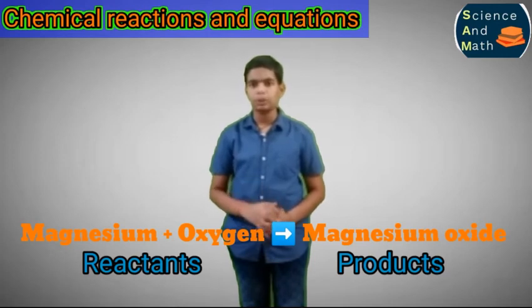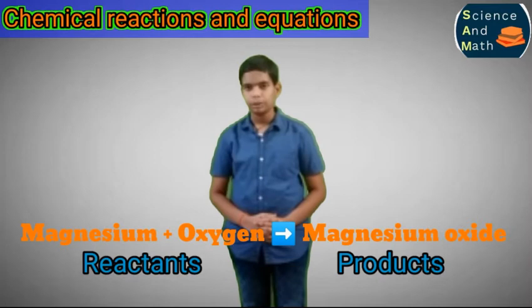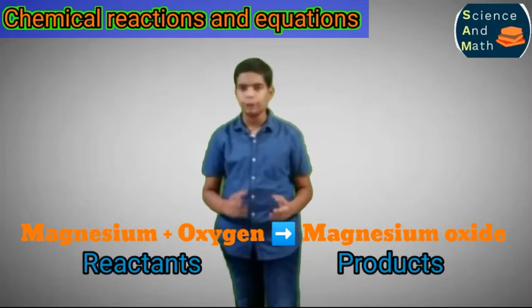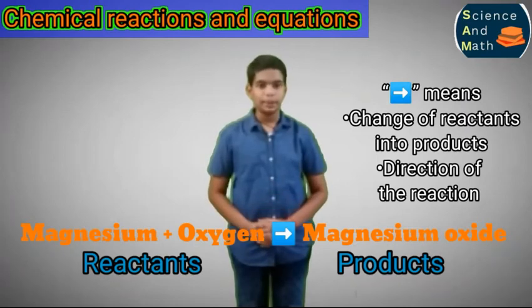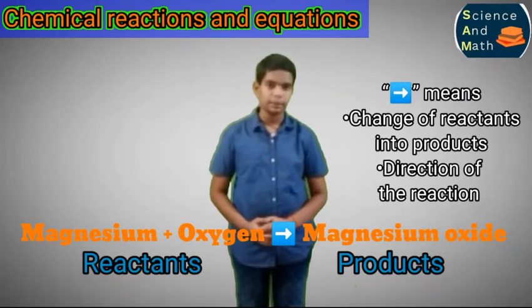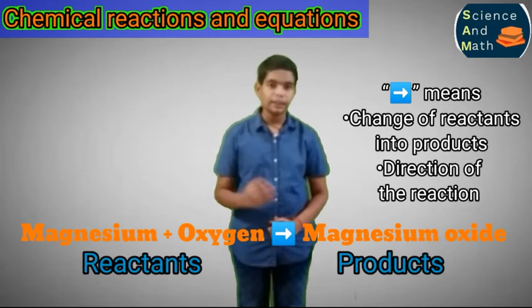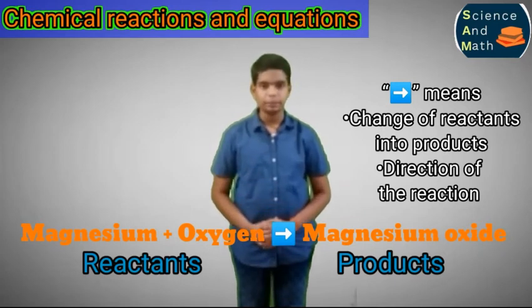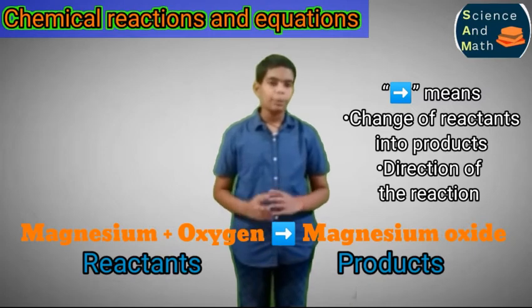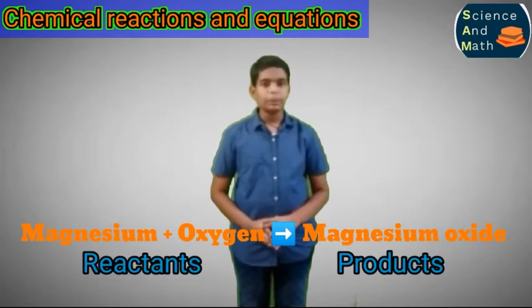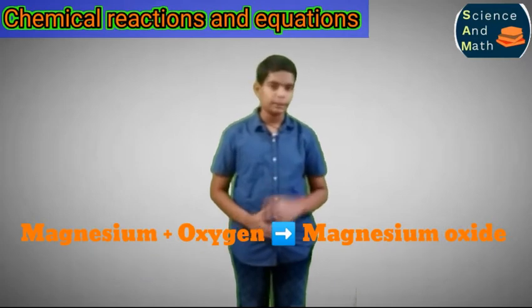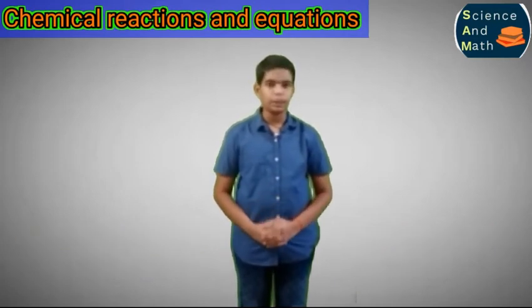But the products are those substances which are produced by the interaction of reactants. So this is the basic meaning of the reactants and the products. The arrow of this equation indicates the change of reactants into products, or the direction of the reaction taking place. Alright, I hope you understood the concept, friends. A plus sign is placed between the reactants and the products. So this is all about the chemical equation.